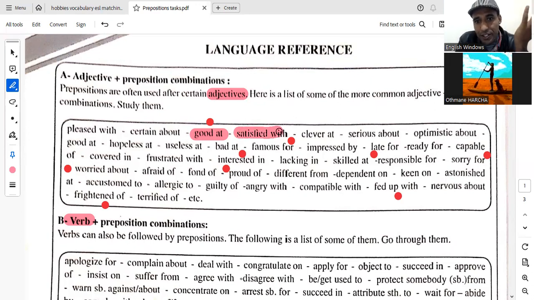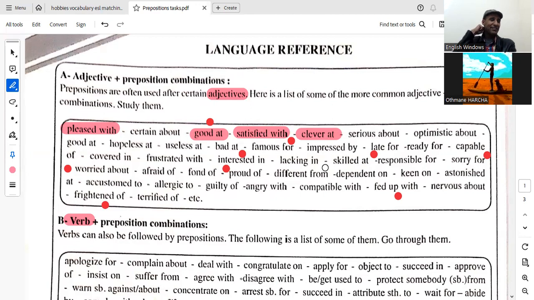Now, voilà, nous avons le mot que nous avons déjà vu, right, le même sens. Alors, il y a pleased with, or we say satisfied with. It's the same meaning, right? Okay, next we have clever at. Clever at.